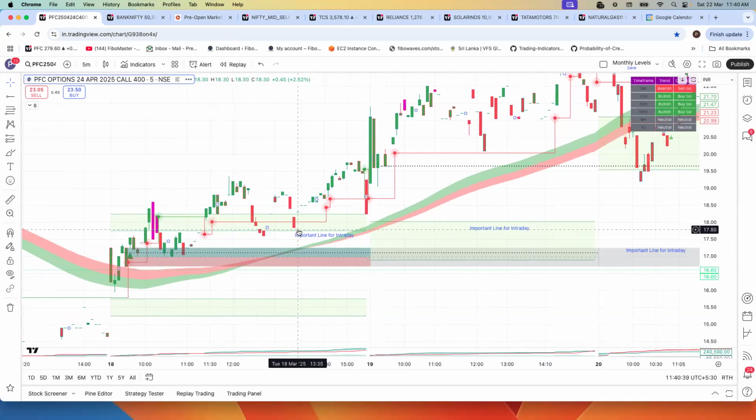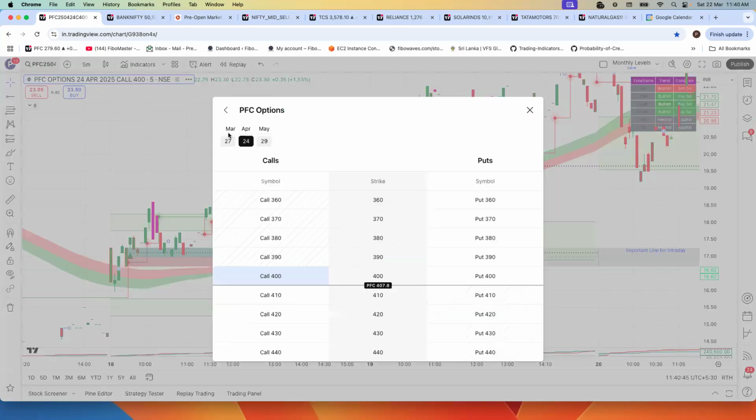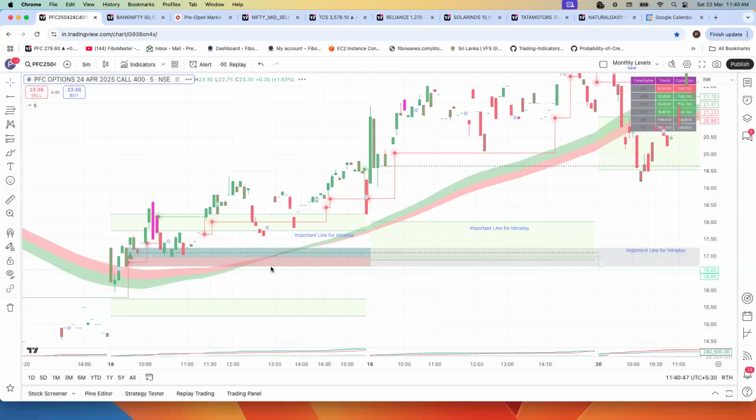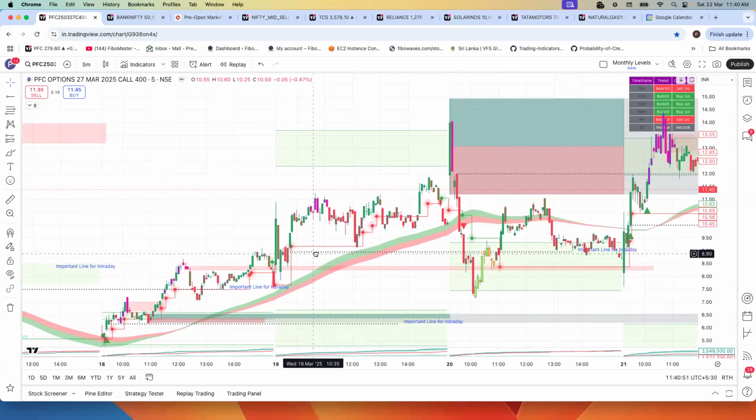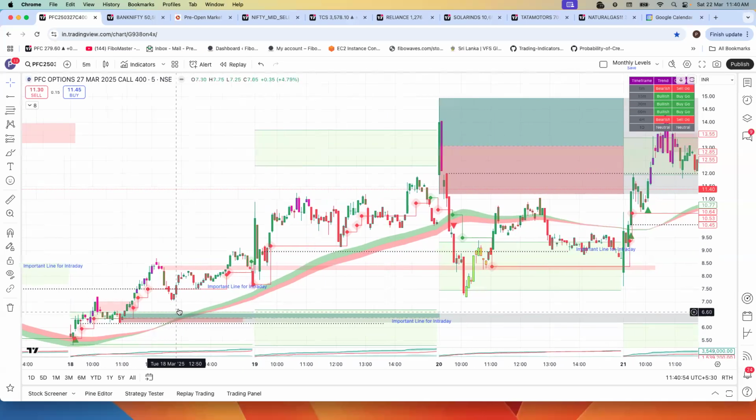It gave a buy around 18 rupees. Sorry, you are seeing the April option. I did that, sorry, 27, 400. Even L&T, if you see March, it will be much better. So here it gave an entry around here.